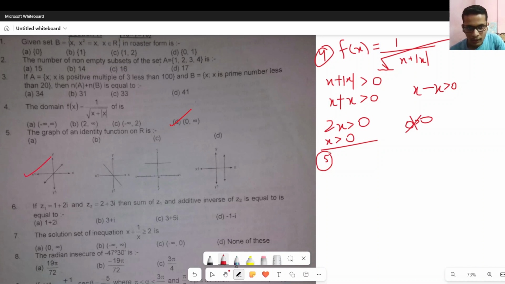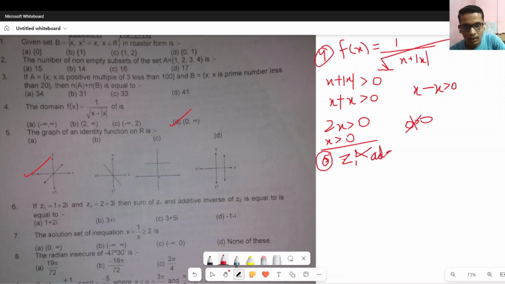Now comes the sixth question, which is from complex numbers. We are given two complex numbers z1 and z2, and we have to find the sum of z1 and the additive inverse of z2. We have to find the sum of z1 and additive inverse of z2.